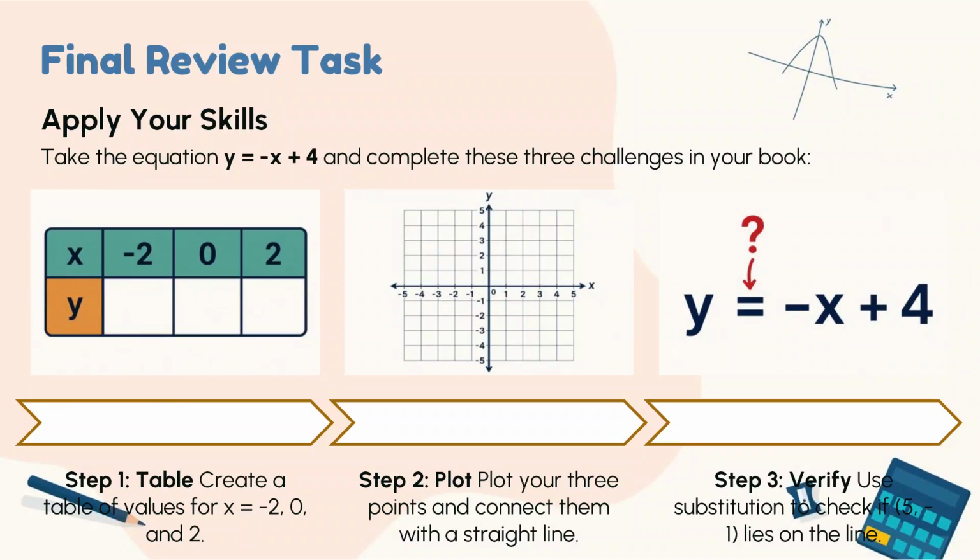Step 2: Plot those 3 points and connect them with a straight line. Step 3: Check whether the point (5, -1) lies on the line. Substitute x equals 5 into the equation. y equals -5 plus 4, which equals -1. So yes, the point (5, -1) lies on the line.